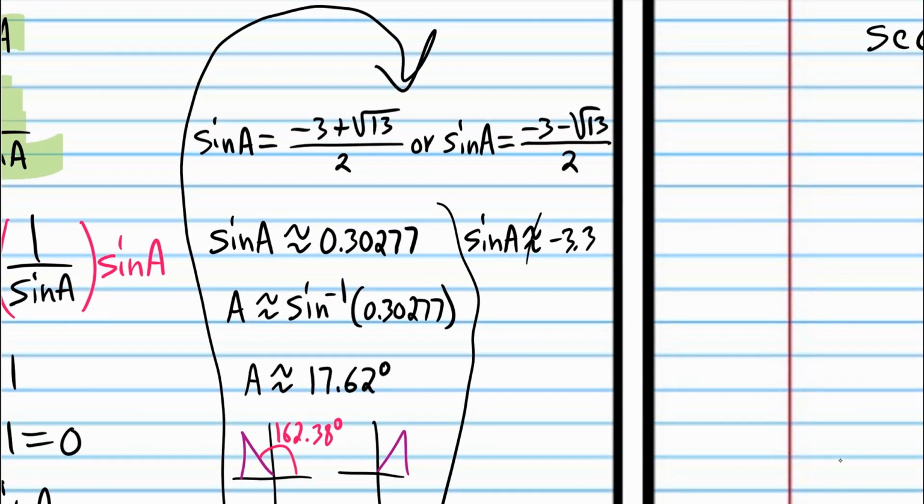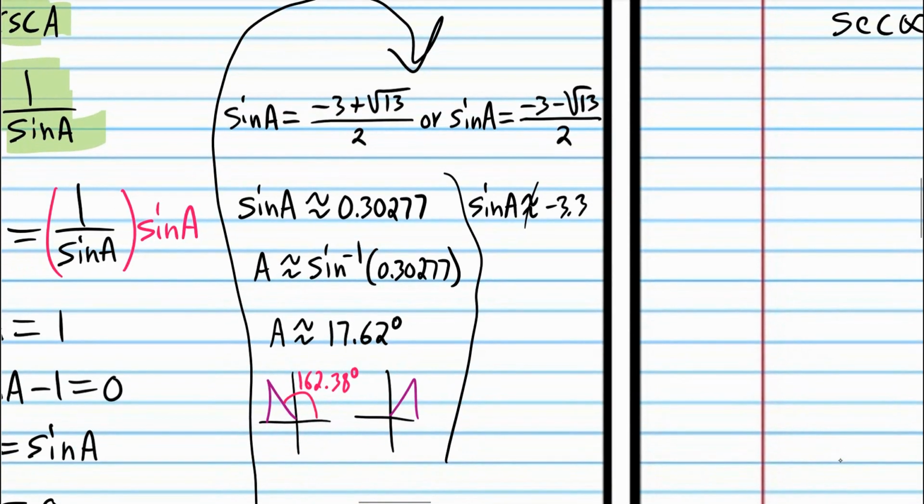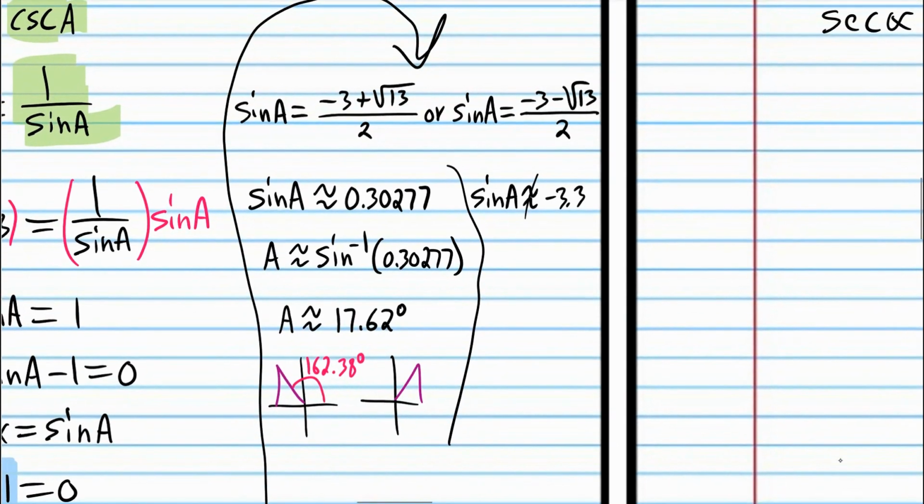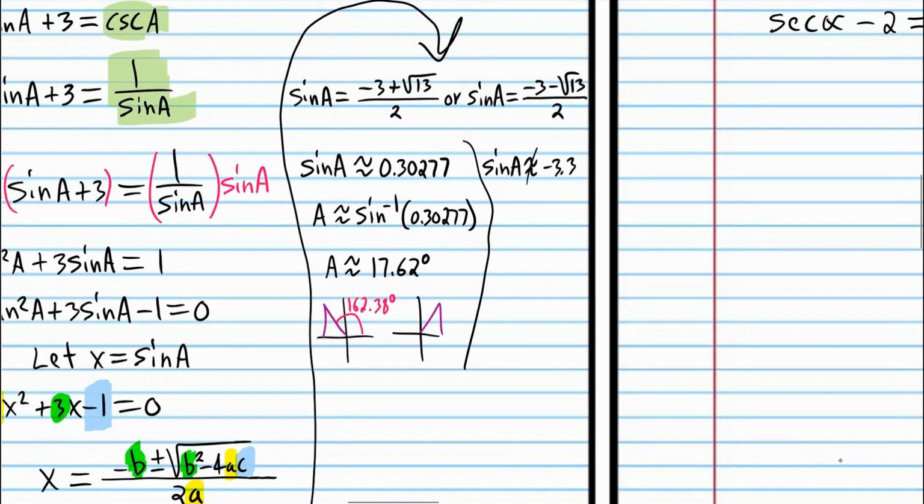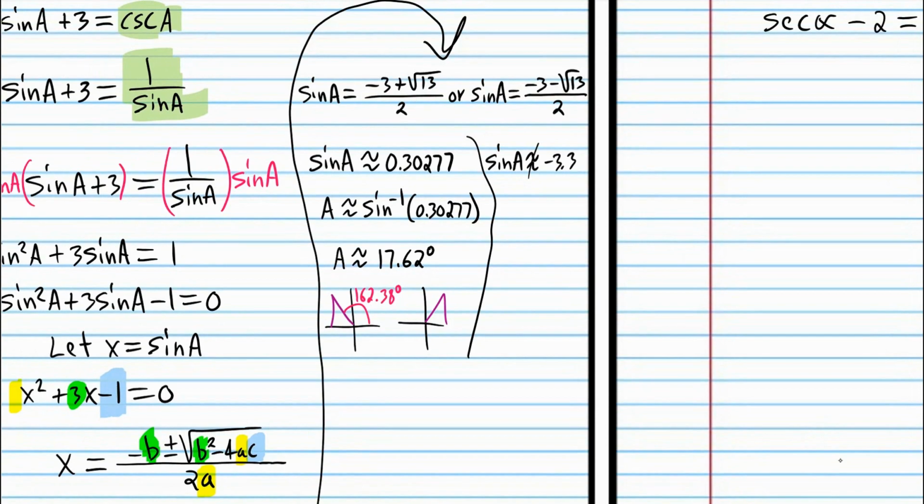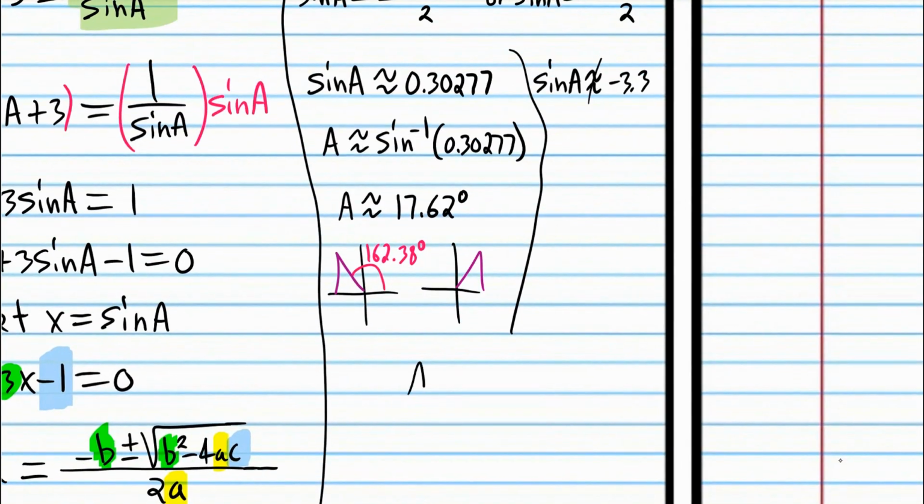We can't have a sine value that's approximately equal to -3.3. Remember, sine is between -1 and 1 inclusive. It can't be less than -1 or bigger than 1. Okay, so it looks like we have our two solutions. So A is approximately equal to 17.62 degrees and 162.38 degrees.